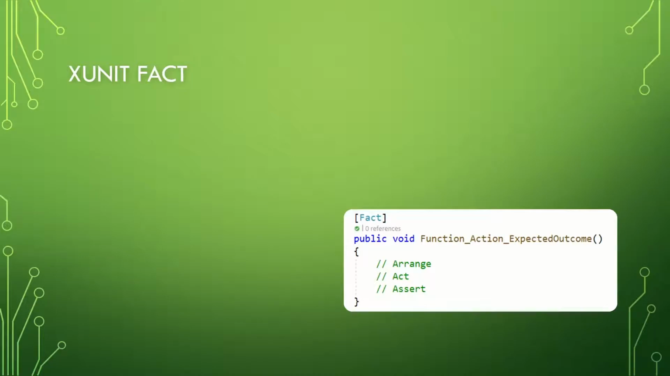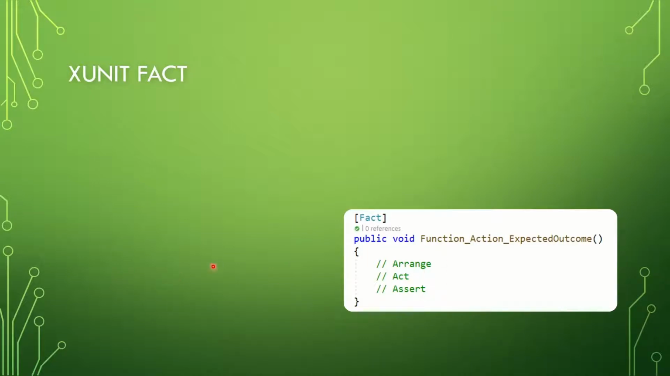So now that we have a framework in place, let's actually take a look at starting to write some of the unit tests. So xUnit tests are broken down into two categories, facts and theories. We're going to start with the simpler of the two, which is going to be the fact. Now, all a fact is a test that confirms a single invariant truth about the software.